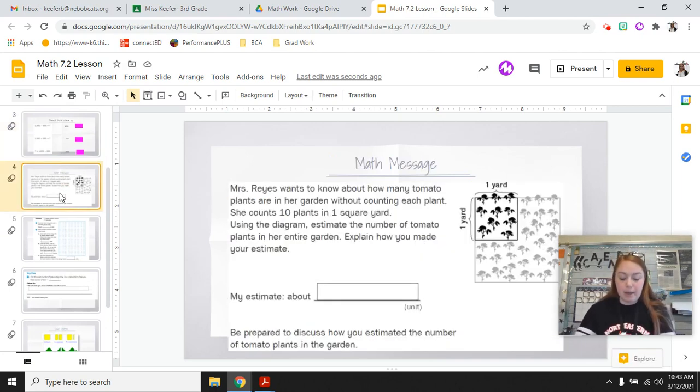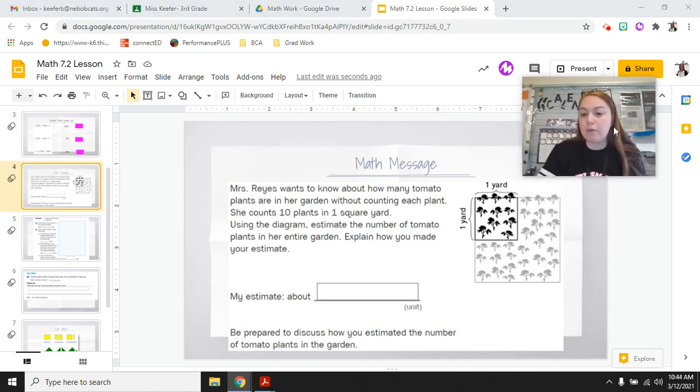We are going to stay on them for this next problem though. So this is our math message. We're going to follow the directions for this, and then we are going to answer a question on how to solve the math message. It says, Mrs. Reyes wants to know about how many tomato plants are in her garden without counting each plant. She counts 10 plants in 1 square yard. Use the diagram, estimate the number of tomato plants in her entire garden, explain how you made your estimate.